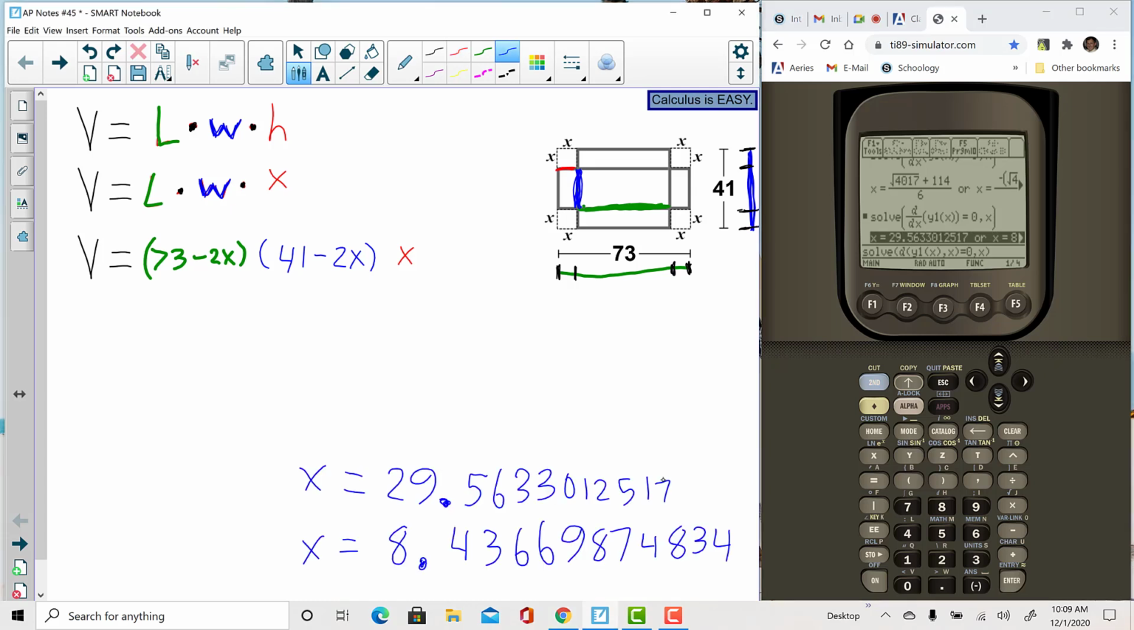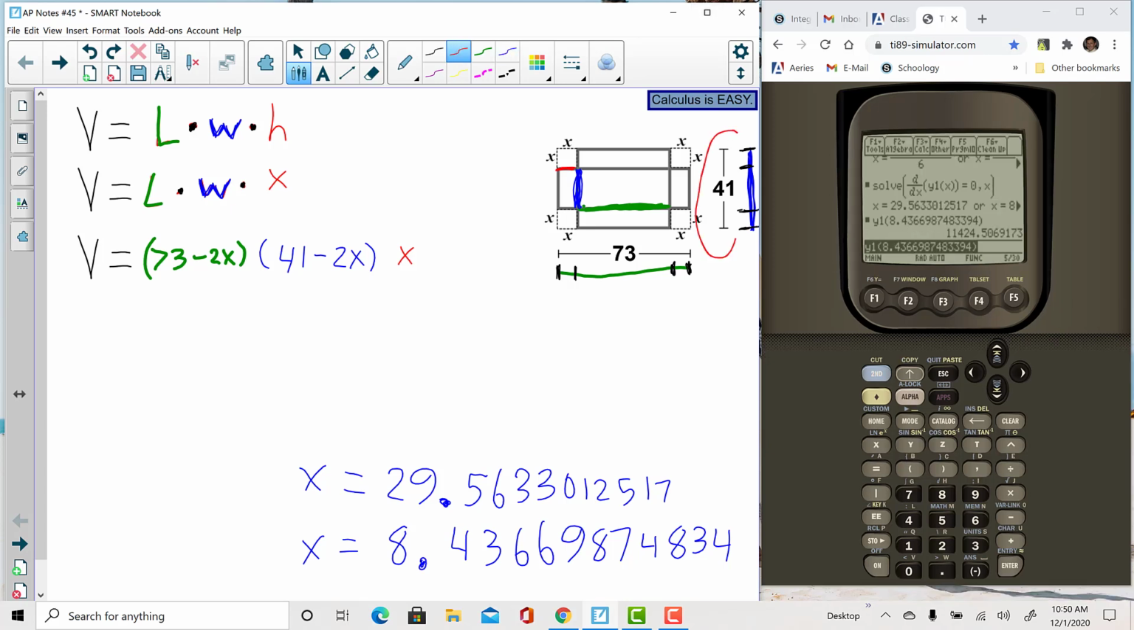Now we did get 2 critical numbers. However, we're going to have to throw away the 29. Because our smallest side is 41 and we're cutting out corners from both sides, our value of x is going to have to be less than half of 41. So our x is going to have to be less than 20.5.